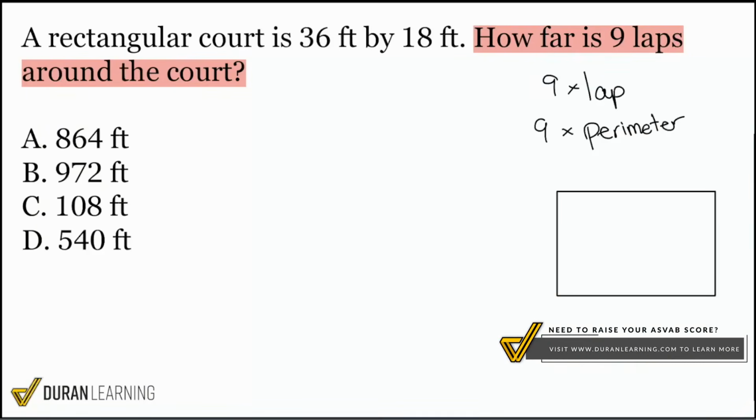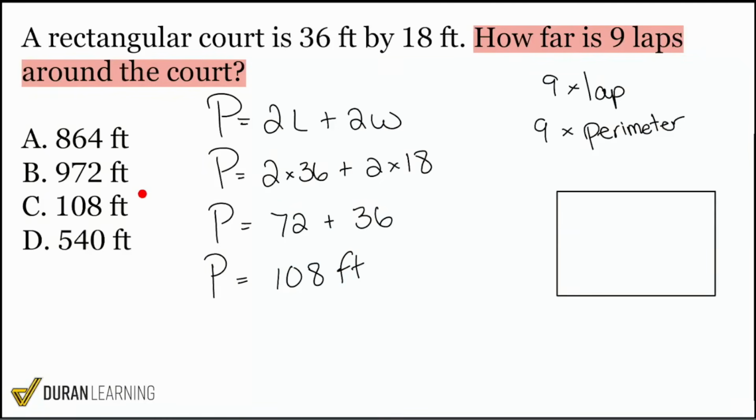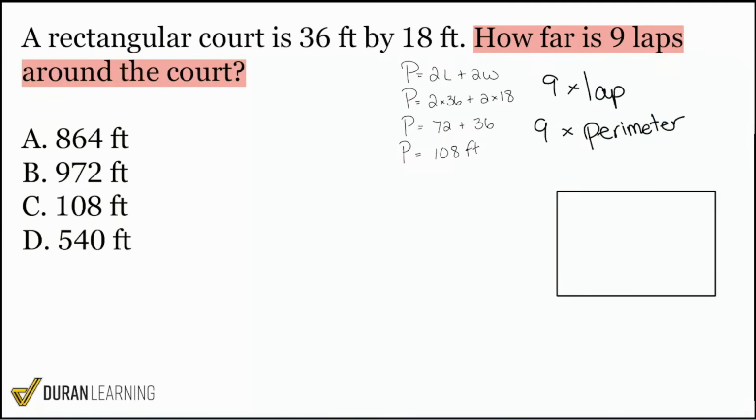Here we go. Perimeter equals double the length plus double the width. When we plug everything in, we have double 36 and then double 18. Once we continue, we have 72 plus 36, and that's going to end up giving us 108 feet. Don't get distracted because that's not the answer. That is not the answer because 1 lap, we have that, but now we need 9 laps, which would be multiplying by 9.